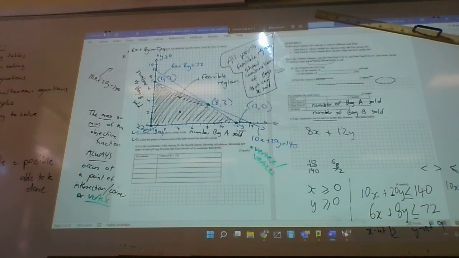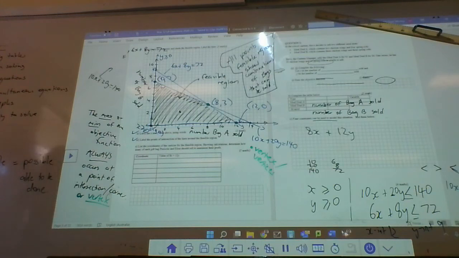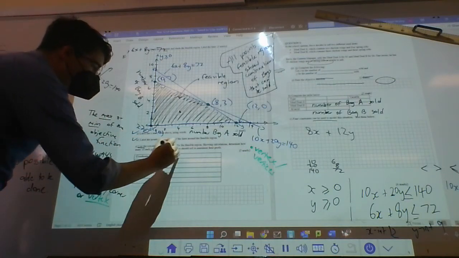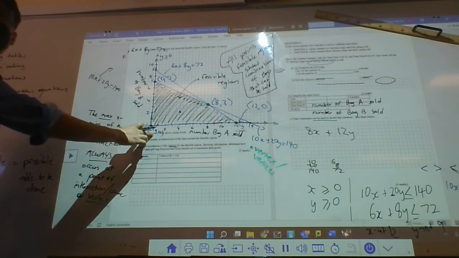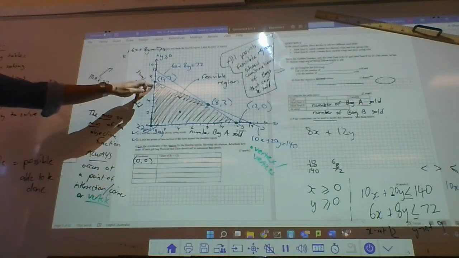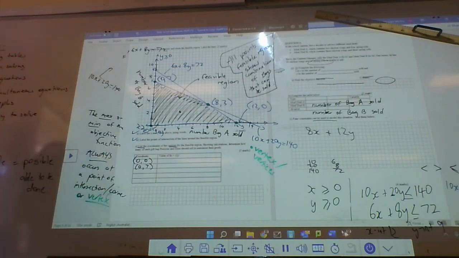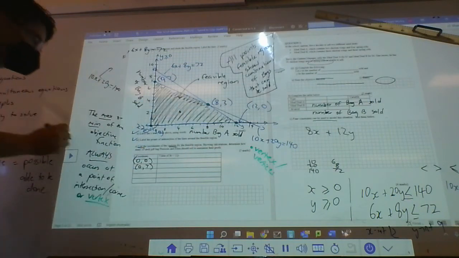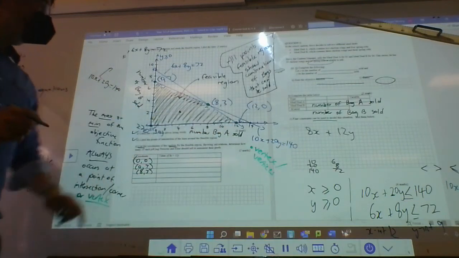All right. So the next question tells us to list the coordinates of the vertices for the feasible region. Okay, what are these coordinates for the vertices? Let's do that first bit. List the vertices. I'm going to start down here. (0, 0) is a good place to start, isn't it? What's next? (0, 7). (8, 3). (12, 0).